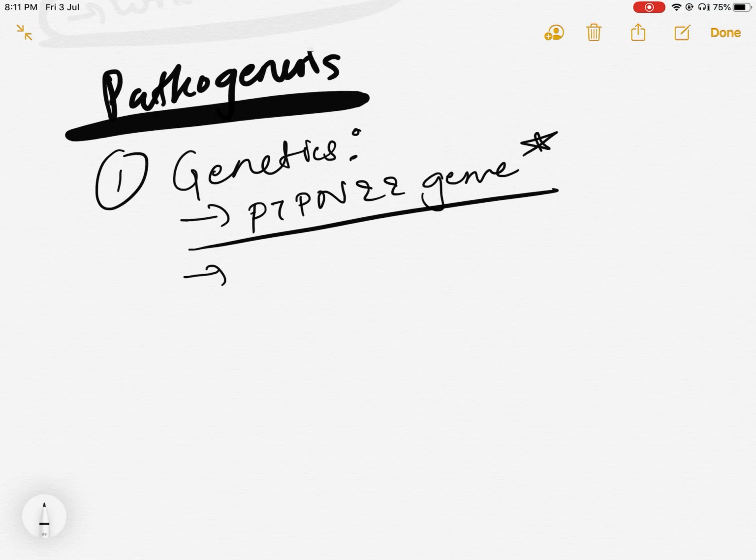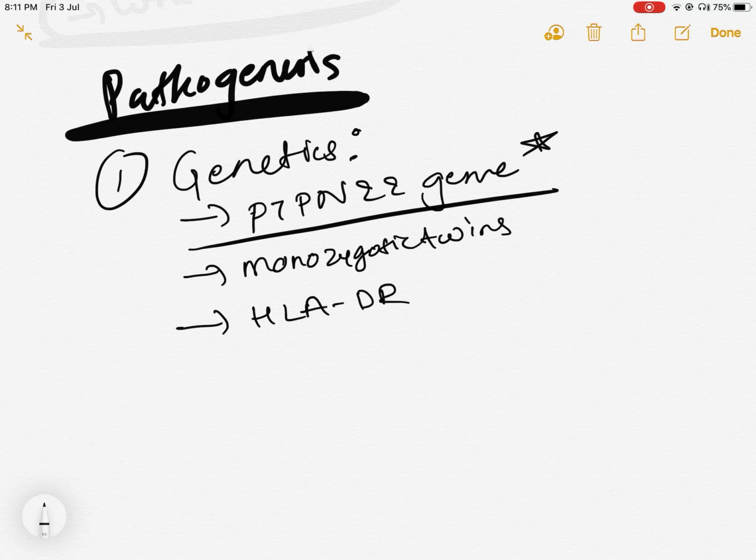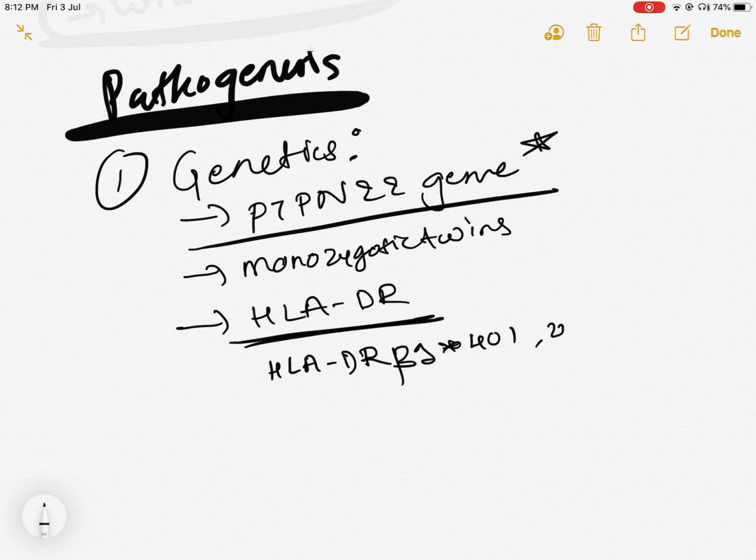Second important point in genetics is that rheumatoid arthritis is common in monozygotic twins. Third and most important point is HLA-DR. HLA-DR association is very strong for rheumatoid arthritis. Any person who has a mutation in HLA-DR beta 1, 401, 404, and 101 has 100 times higher risk of developing rheumatoid arthritis than a normal person. This is HLA-DR beta 1, 401, 404, 101.